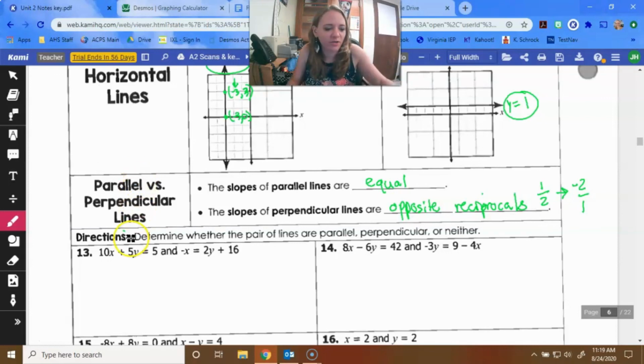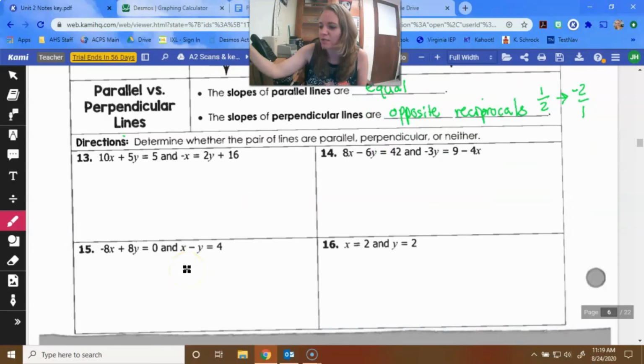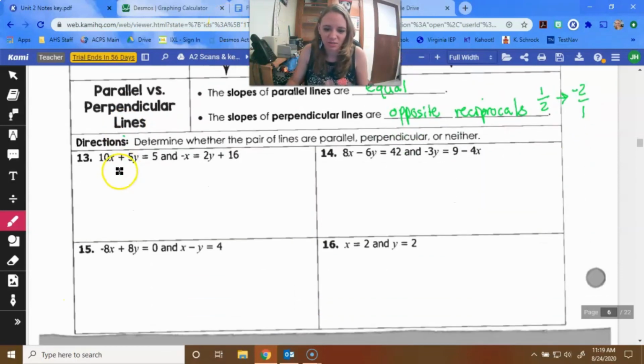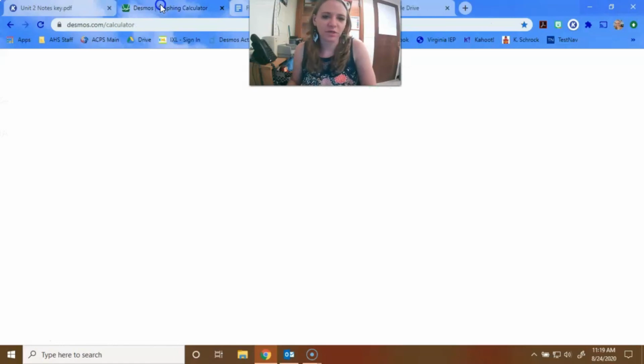Determine whether the pair of lines are parallel, perpendicular, or neither. I'm just going to do these simply in Desmos. I'm not really worried too much about the graphing skills. We kind of already did that. Let's just go ahead and do these in Desmos. So we'll start with number 13. And then if needed, we'll just go through the algebra and see if we need to determine more. So go ahead and pull up the Desmos graphing calculator, or you could use the yellow calculator as well.